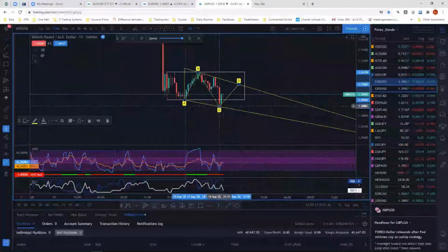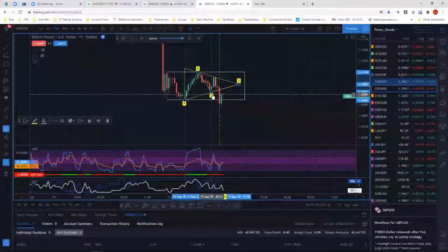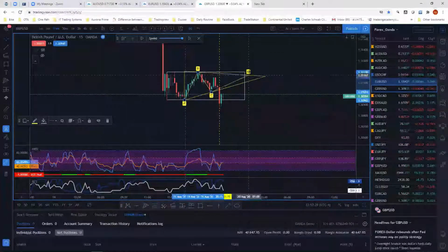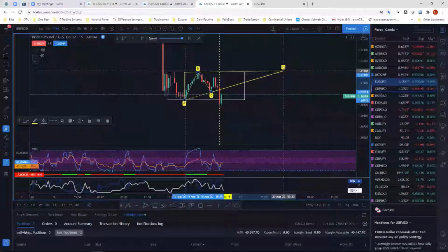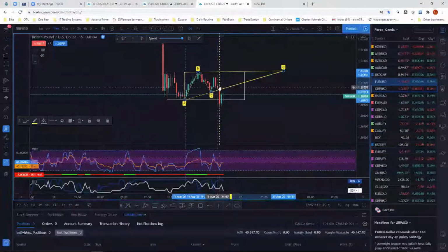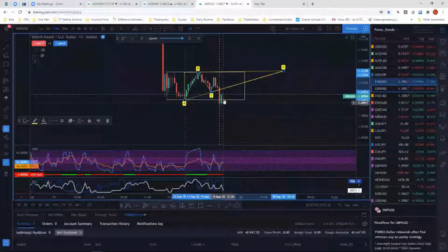But the original alert was here. That was the original. And generally, I try not to move these once it goes. I try and keep it if I can. But sometimes it just makes sense to move them a little bit, especially if this was a lot wider. Now this isn't that wide, so I'm just going to keep it like that. Wait for it to come back up and retest the wedge. We had a nice move down, coming back to retest it.